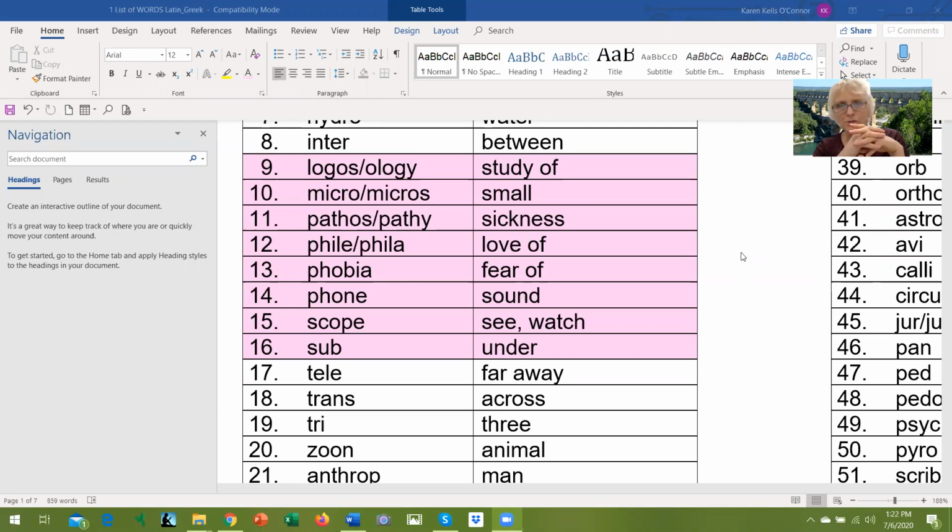Micro, micros, which means small. Pathos, pathy, sickness. Phile, phila, love of. Phobia, fear of. Phone is sound. Scope is to see or watch, and sub is under. So pause and write those down, please. Join me when you're ready.